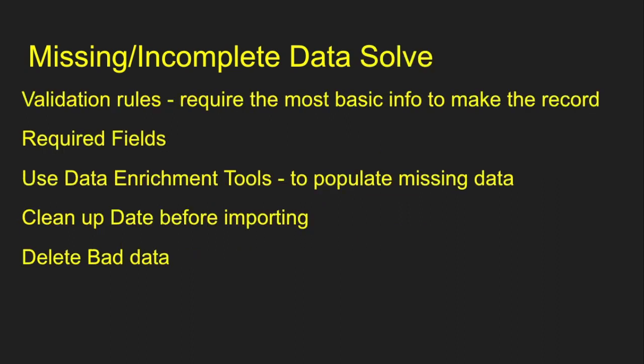There's a way to do that. We can go ahead and create validation rules. We can require some of the most basic information to make the record complete. We can make fields required, so you can always require certain values to be populated. You can also use some data enrichment tools to populate the missing data. So you have the contact's name, you have an email address, but maybe you need the address information. A data enrichment tool will probably be able to provide that type of data for you.